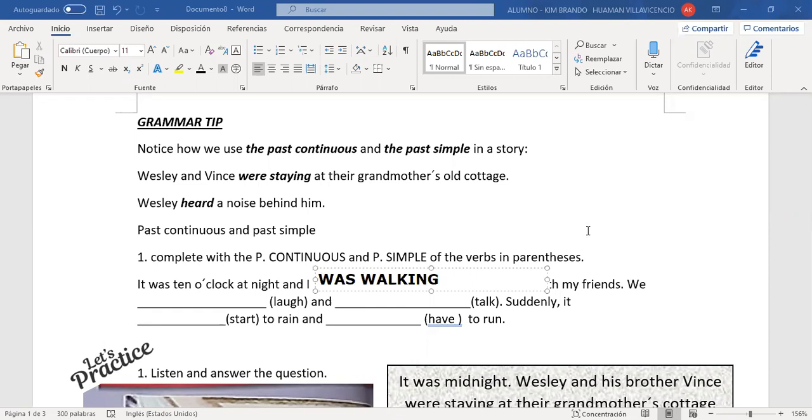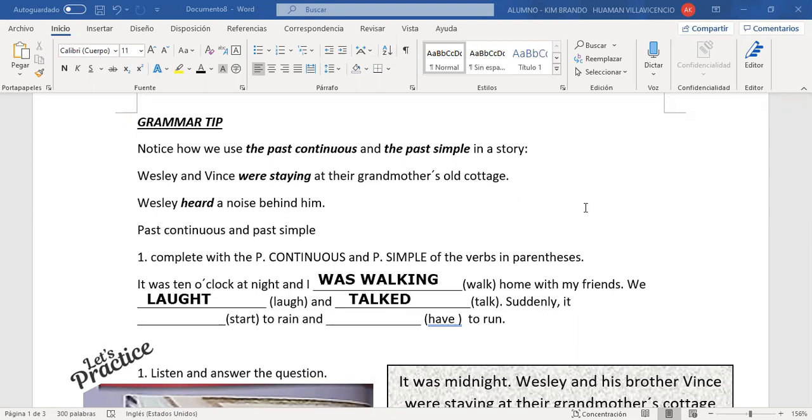Yes, in this circumstance. ¿No? En esa circunstancia, porque ya eran las 10 de la noche. At night, I was walking home with friends. We laughed and talked. Very good. Yes, we use the past continuous and past simple.